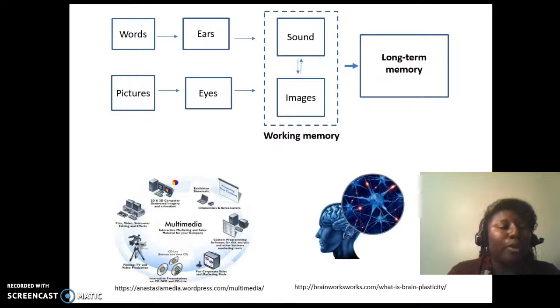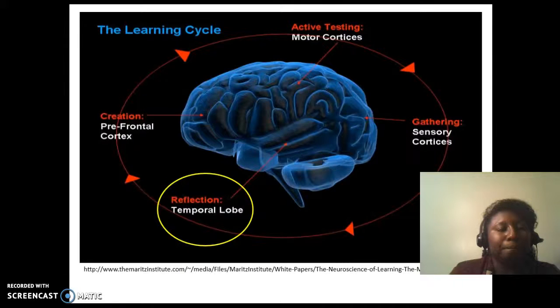We also need to keep in mind that every time we use multimedia to stimulate the brain and activate the learning cycle, we are doing a process called neuroplasticity. In this process, we're activating and integrating neurons so that the student can understand the words and the pictures and make sense of the information.